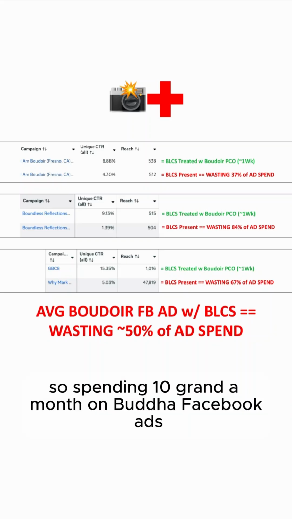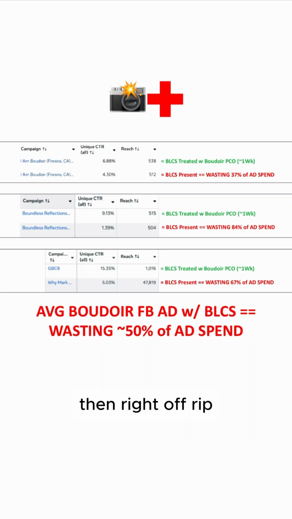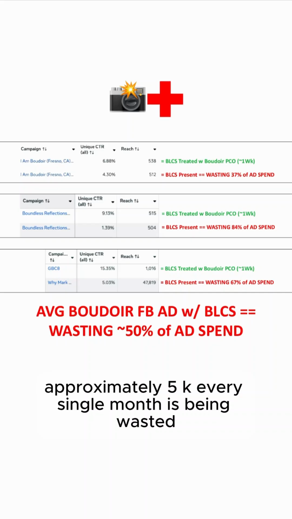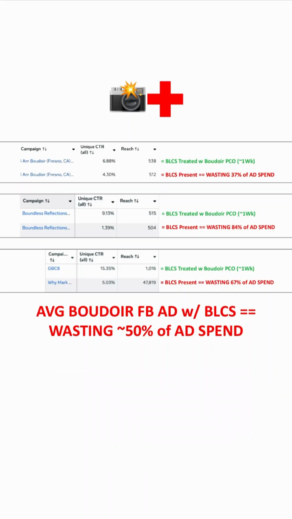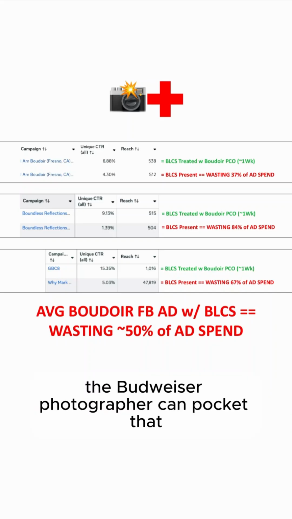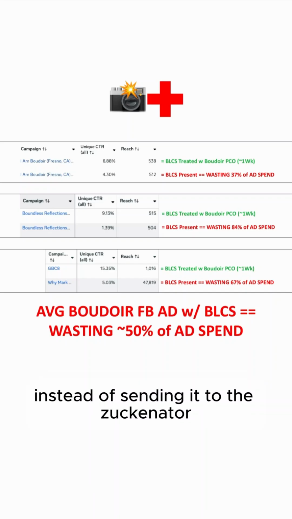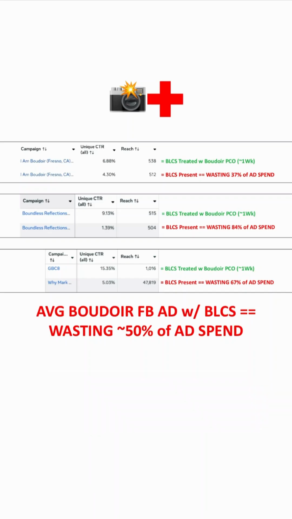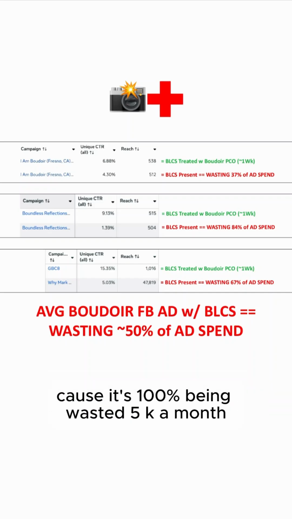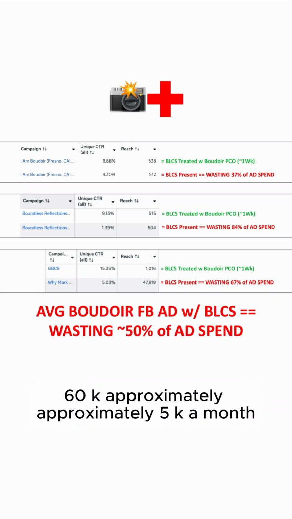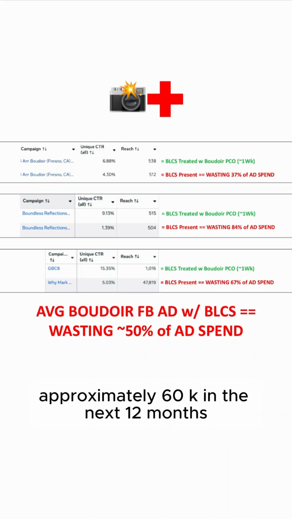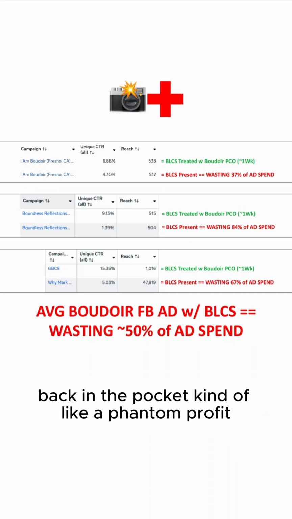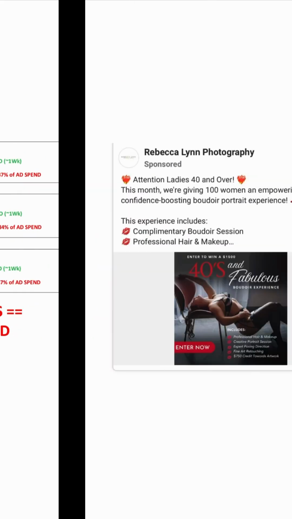So, spending 10 grand a month on Boudoir Facebook ads, right off the rip, approximately 5K every single month is being wasted. And as a result, we can eliminate that. The Boudoir photographer can pocket that instead of sending it to the Zuckinator and getting zero out of it, because it's 100% being wasted. Approximately 5K a month, approximately 60K in the next 12 months back in the pocket, kind of like a phantom profit, Boudoir Pico profit.